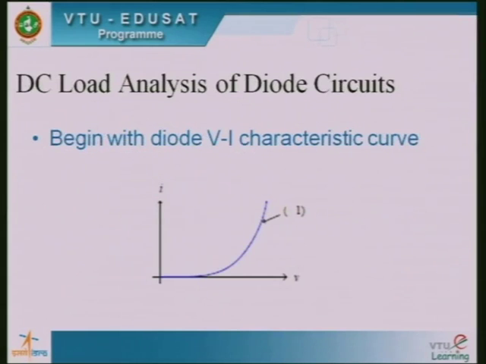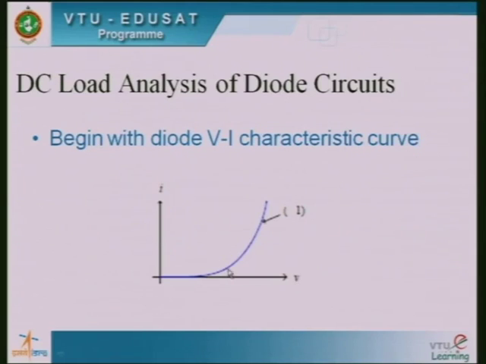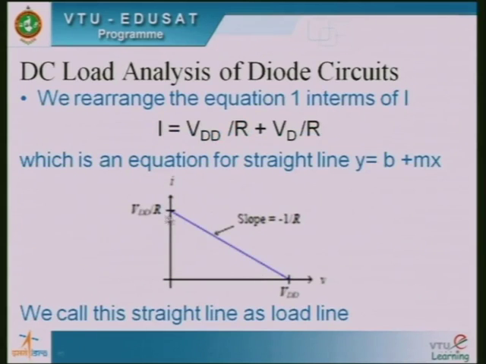Friends, the first step is to begin with the diode VI characteristic curve. You can see that V is along the x axis and I is along the y axis, and there is a nonlinear relation between V and I, represented by equation 2. Similarly, if you rearrange equation 1 in terms of I, we get I equal to VDD by R minus VD by R.